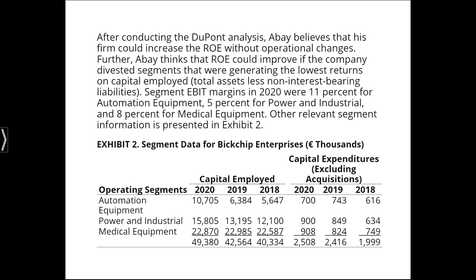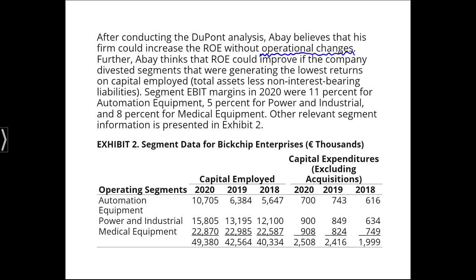Then it says, after conducting the DuPont analysis, Abay believes that his firm could increase the ROE without operational changes. So without changing the company's day-to-day business operations. Well, if I'm not changing the day-to-day business operations, then what could I be changing? Well, it must be the capital structure. Okay, and I'm instantly thinking, well, the only real ratio in DuPont that picks up on capital structure is the financial leverage multiplier.